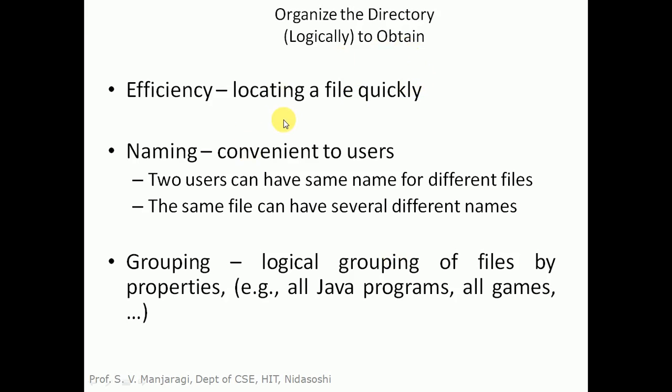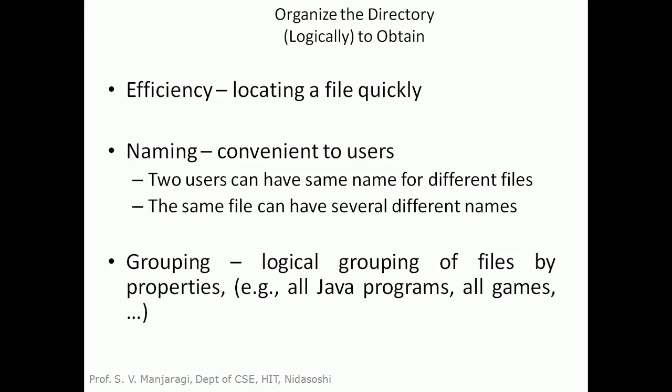to obtain efficiency. Efficiency is basically locating a file quickly. That is, searching a file in the directory must be very fast. So that is called efficiency. And the naming must be convenient to the user. It means that two users can have the same name for different files. So two different users can create a file with the same name, and they must be kept in two different directories.